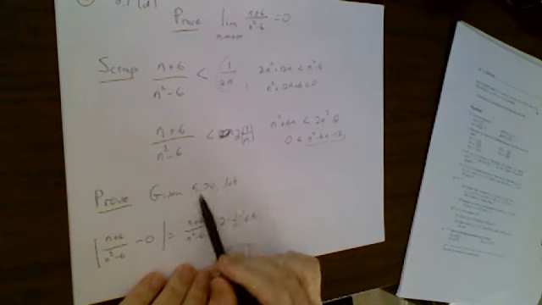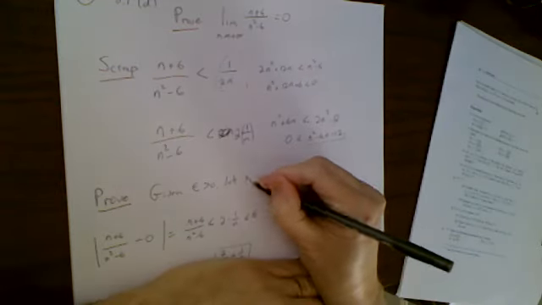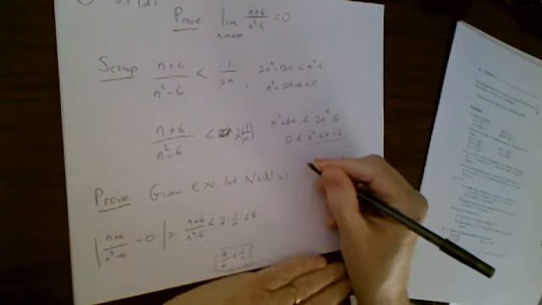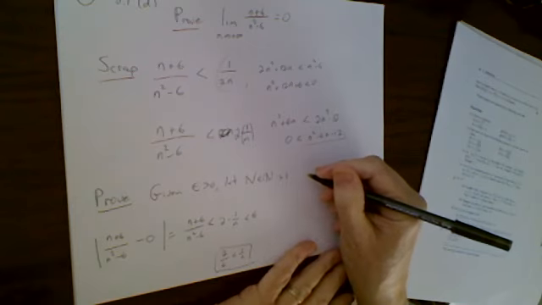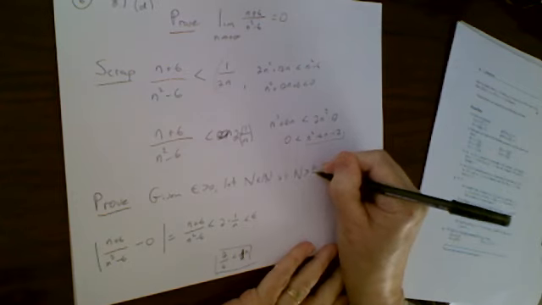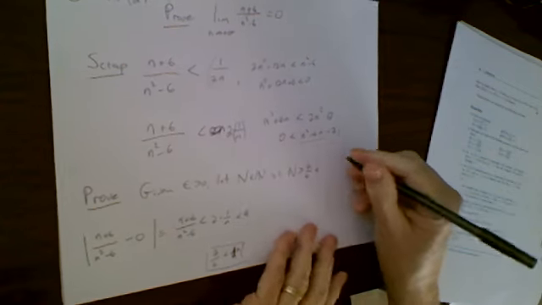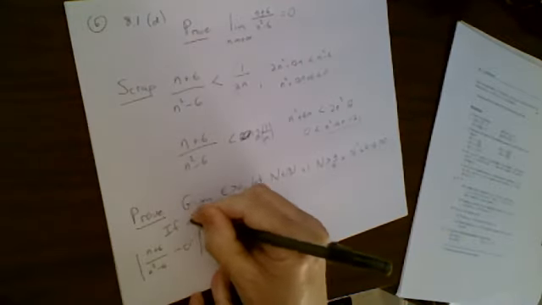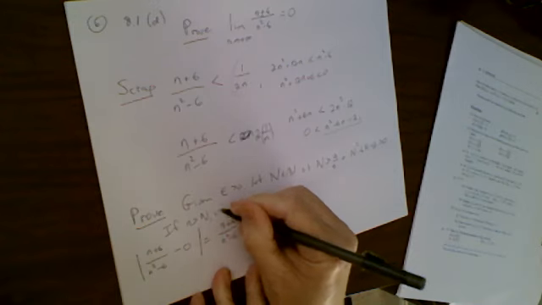So here we go. Given epsilon greater than 0, let N be a natural number such that N is bigger than 2 over epsilon and N squared minus 6N minus 12 is positive. So then if little n is bigger than big N, we have this is equal to this, is less than this, is less than that, and we have the proof that we want.